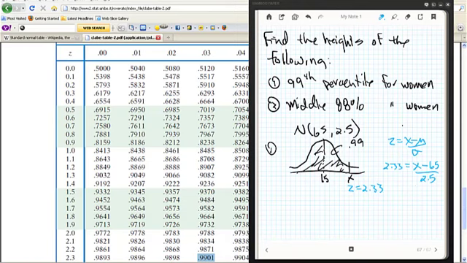Just using algebra. If I multiply through by 2.5 and add 65, so 2.33 times 2.5, and then add, make sure I do this right, 65, that's 70.825. So a woman who is approximately 5'11", closer to 5'11" than to 5'10", is going to be in the 99th percentile for heights. Isn't that cool?